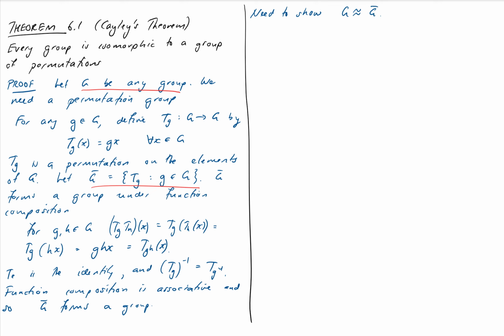Alright, so that means we need a mapping phi that we can test as to whether or not it's an isomorphism. So define, now we'll define phi the completely obvious way. Phi maps G to G bar by phi of g simply equals T_g.